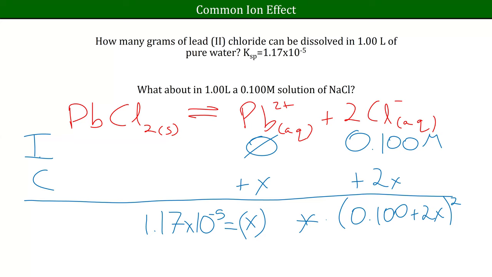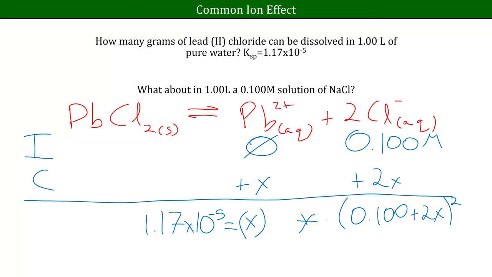So this is what's called the common ion effect. If you have two different ionic compounds that share the same ion, so sodium chloride and lead 2 chloride, they're going to interact with each other. Usually one of them will be at saturation point, the other one won't. Basically, this is not a saturated solution of sodium chloride, so we can treat the sodium chloride like not really an equilibrium process. We look at whichever KSP value is the smallest, and that's the one that's actually going to be affected by this common ion effect.